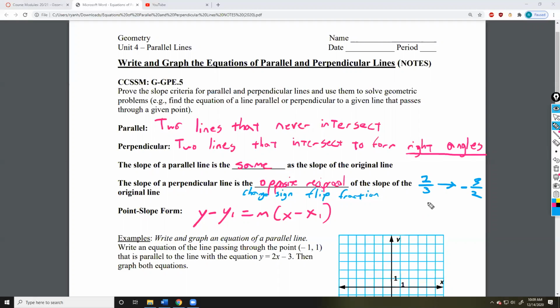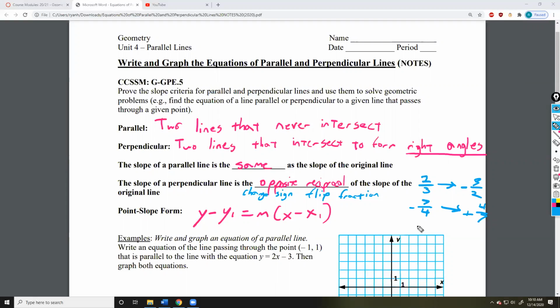If we want the opposite reciprocal of -7/4, I'm just using some examples here, just picking some numbers. Opposite reciprocal of -7/4, we're going to change our sign. So negative is going to become a positive. And then flip our fraction, 4/7.